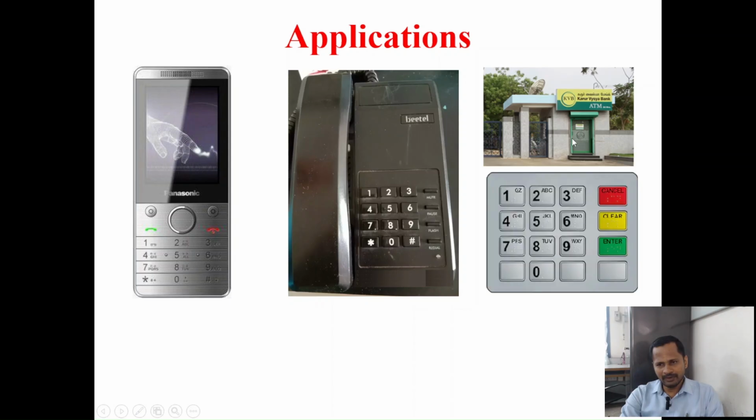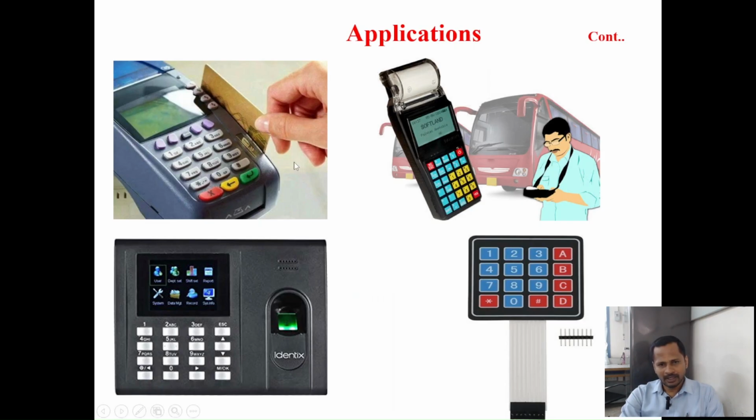So similarly, if you take this ATM machine also, we are going to have the matrix. It is going to have a 4 cross 4 requirement. If you take this normal telephone, here also we want to have 4 cross 4, and if you take this one, this is going to be 4 cross 3. So depending on the application, we are going to select the size of the keypad. There are a lot of applications where we want to apply this keypad, for example ticket vending machine, fingerprint machine, and so on.